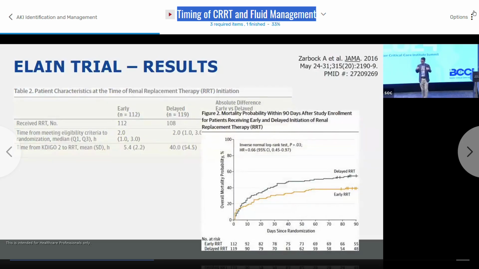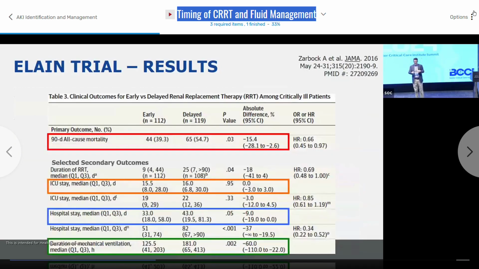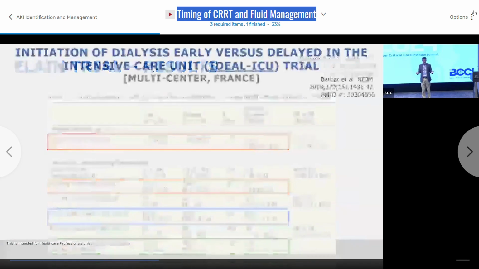And they showed that there was a separation here between outcomes and survivals, with the early dialysis group favored for a better mortality. And that was across all sorts of different metrics like ICU stay, hospital stay, duration of mechanical ventilation, all important things that we care about, right? Even if it's not necessarily survival, that's better, which is important. All these other factors were potentially better as well.